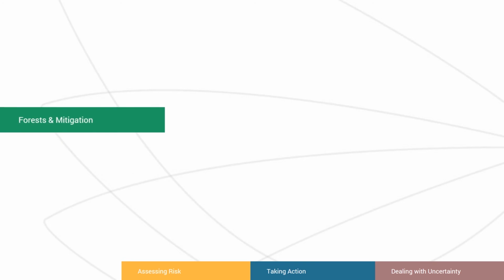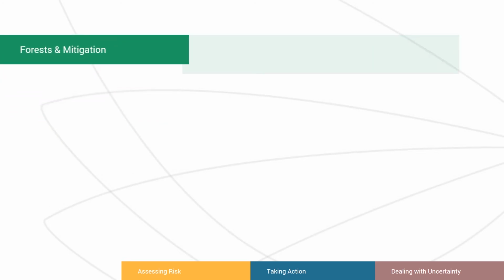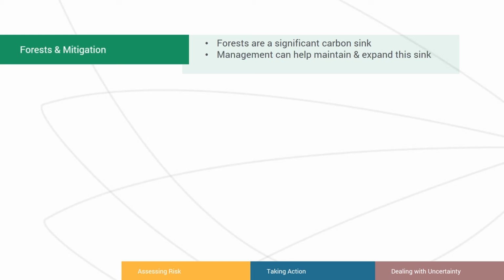So to recap, forests play a key role in mitigating climate change as one of the world's largest carbon sinks, and forest management has an important role to play in maximizing the climate regulation services provided by forests. Carbon is a new type of forest product that can be managed and sold in both regulatory and voluntary markets, providing a new opportunity that may be of interest to some landowners.